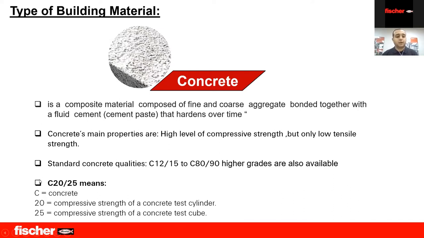So usually for C12/15 or C25/30, the first number gives us the compressive strength of the concrete cylinder test, and the second number is the compressive strength of the concrete cube test. The cube test, we already know from the laboratory: we have some dimensions, we test it, and after 28 days of hardening or setting, we get a result which we are going to use in our construction site.